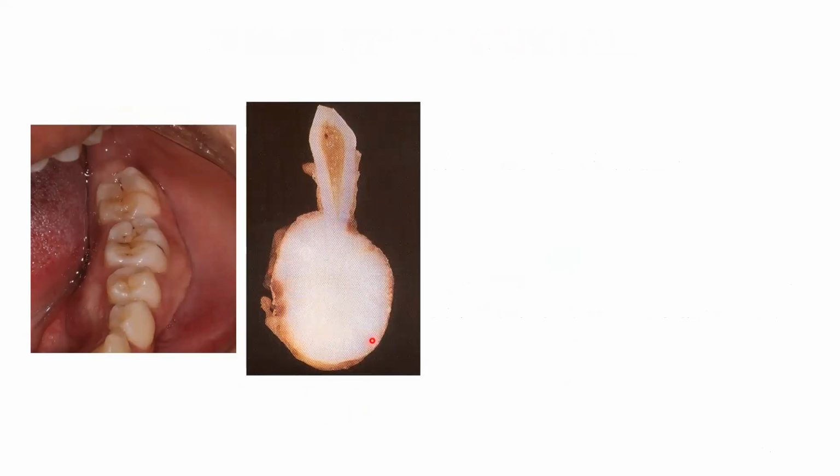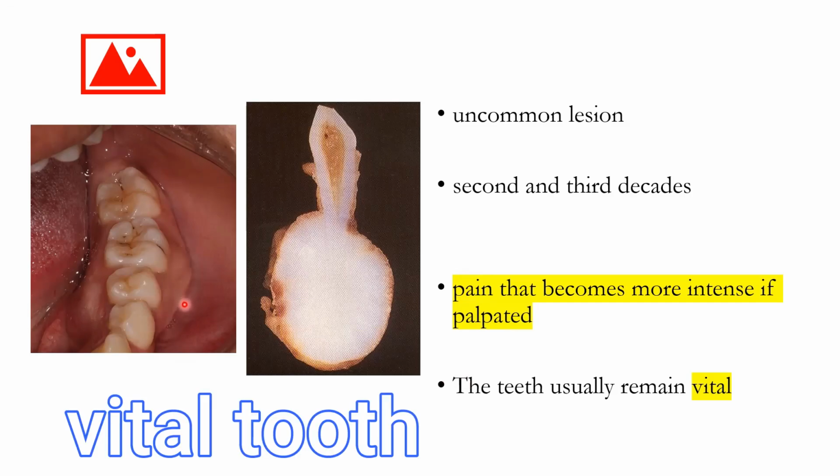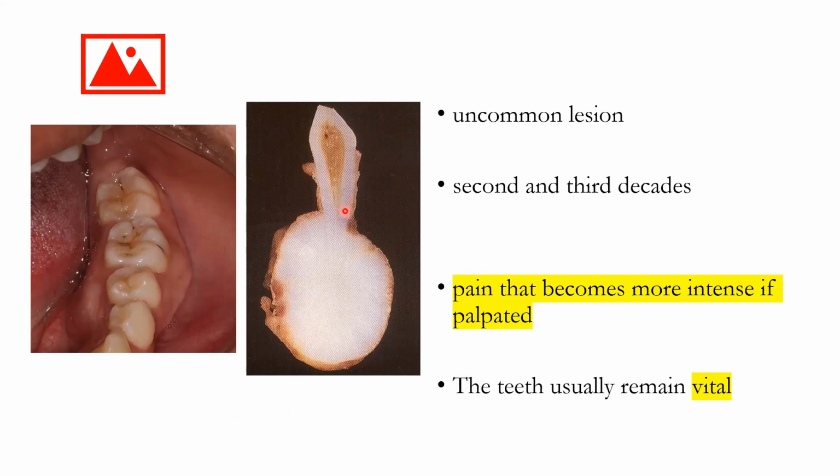You can see it's quite a big tumor, and you can see the clinical picture where it is seen in the posterior mandible. It is quite uncommon, and it is seen in the second and third decade, and pain is quite a common feature, like I've been telling from the first slide of the tumor. It can become intense whenever it is palpated, so that is quite unique for cementoblastoma. And another unique feature is that the teeth remain vital, so this will help you in differentiating from any other tumor or a cyst if you're doubting the presence of that.